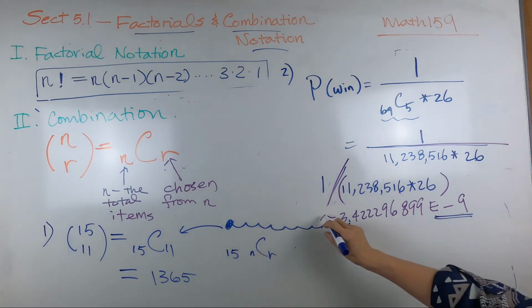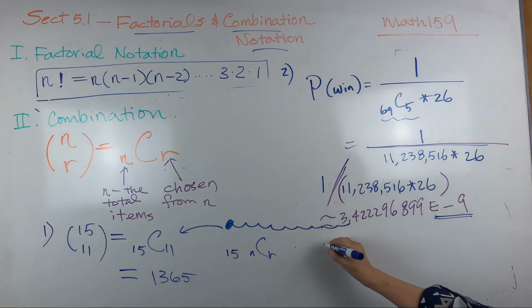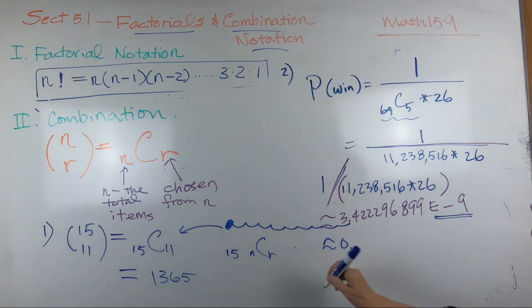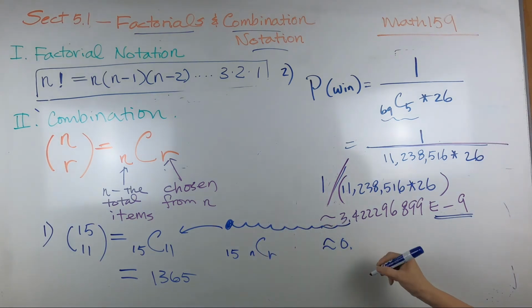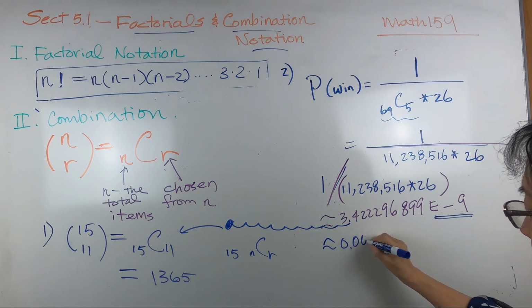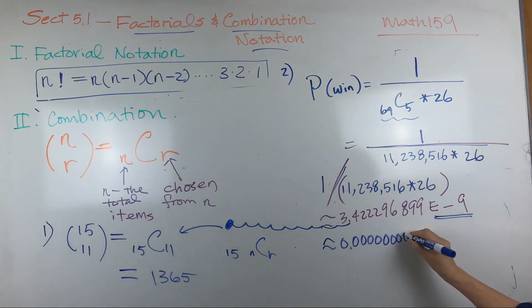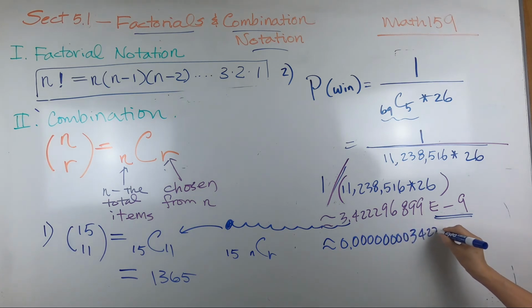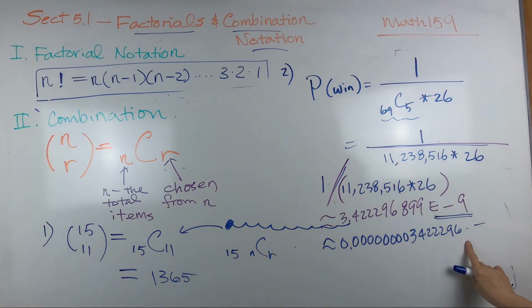So what happened to the empty space? You need to put a 0 there. So your answer should be what? 1, 2, 3, 4, 5, 6, 7, 8, 0, and 3. 9 positions, right? 2, 3, 4, 5, 6, 7, 8. Then 3, 4, 2, 2, 2, 9, 6, all that. Right? So that's your answer.